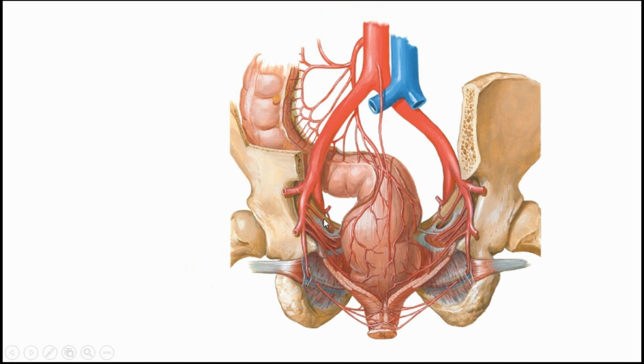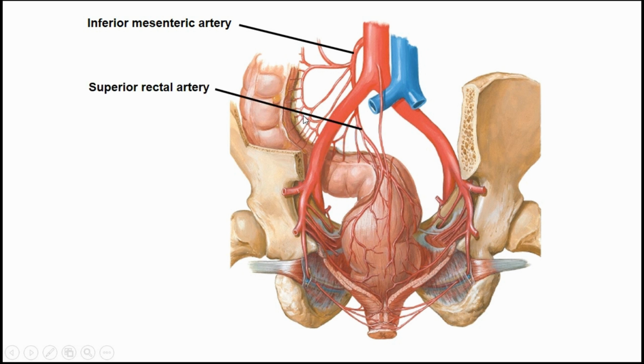Now, this incredibly busy picture is actually really nice in one regard, and it's that it shows all the arteries going to the rectum throughout its course. We have the inferior mesenteric artery giving off a branch to the descending colon, that's the left colic artery, multiple sigmoid branches, and then its final branch, the superior rectal artery, going into the rectum here within the pelvis.